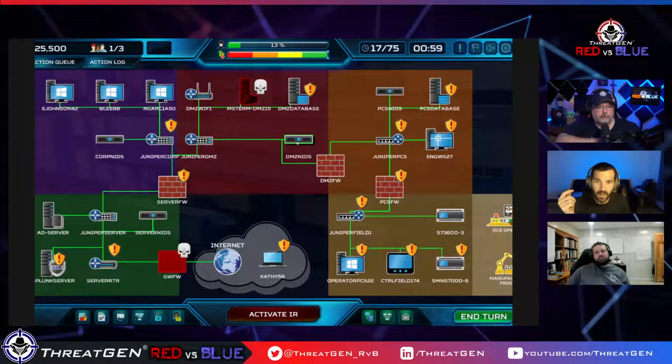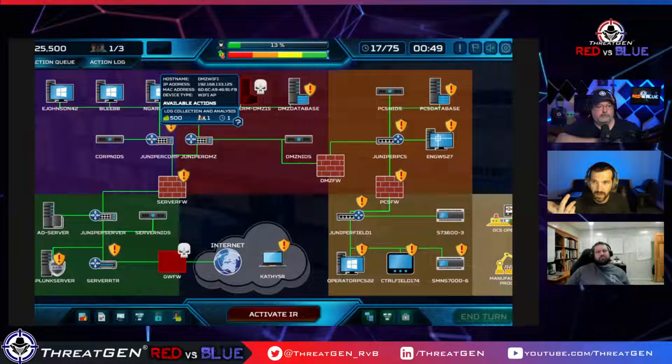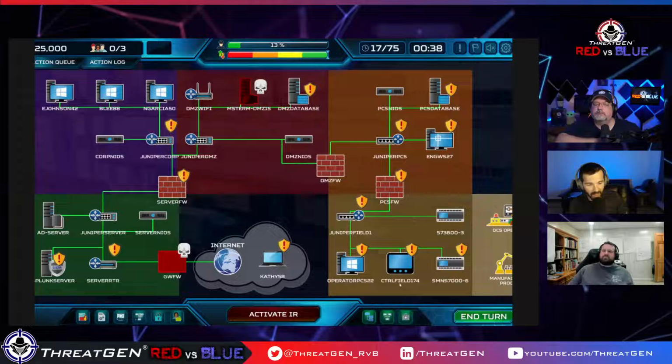Hold on. I'm going to put log collection and analysis on this machine right here, just because obviously this terminal server is owned right now. So I'm trying to basically put a perimeter around it, but we're about to enter IR, which I think means all the calculations go out the window at that point. Let's see what happens. Oh, Jesus Christ.